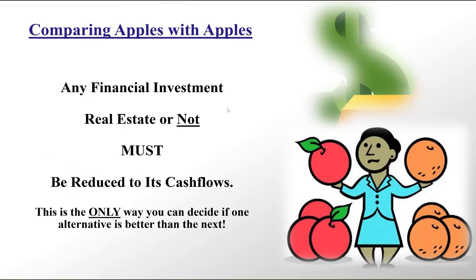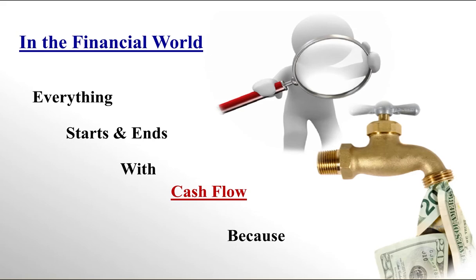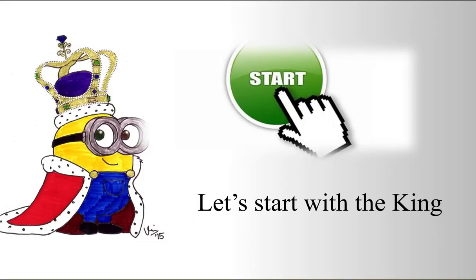So if you had several properties to consider, you'd have to compare things apples and apples. And the only way that you can compare things apples and apples is if you reduce them to their financial net worth or net present value or internal rate of return. So for each property that you want to consider and compare, you must do a full-blown analysis. And you would need some basic financial tools. And every financial analysis, as we've said before, starts with cash flow, because cash flow is king, as they say. So let's get started with the king.